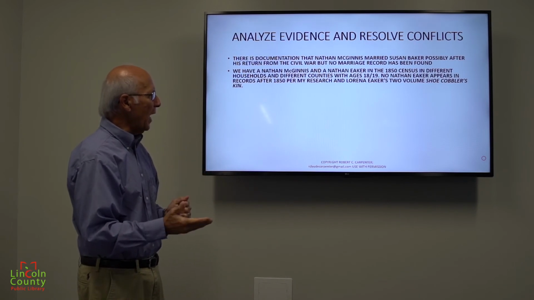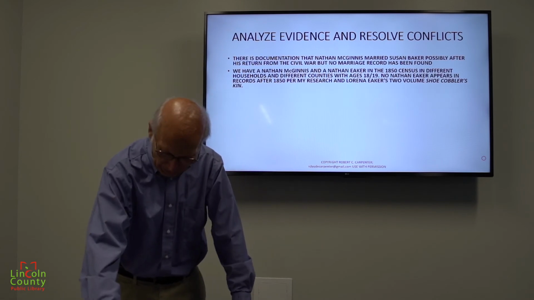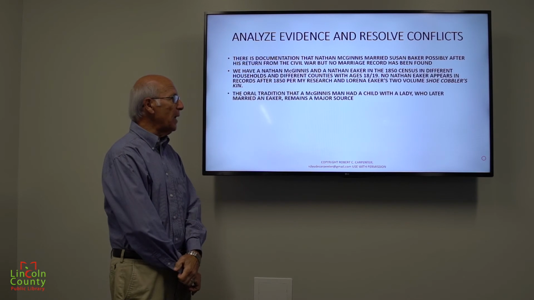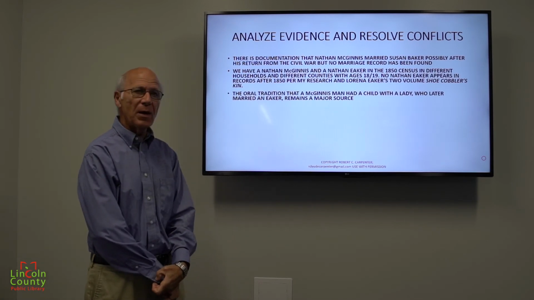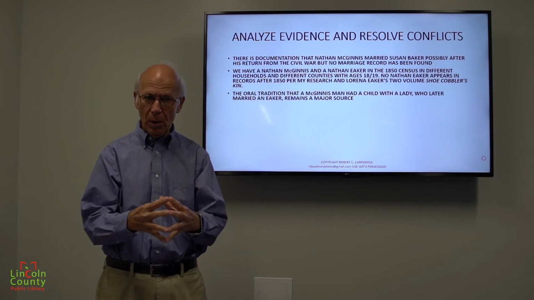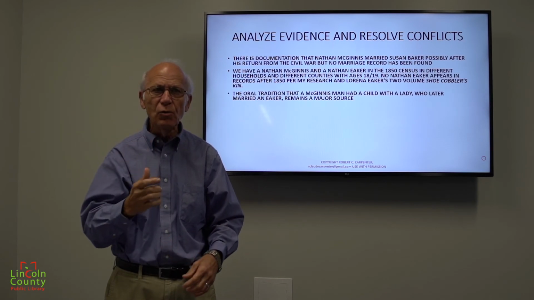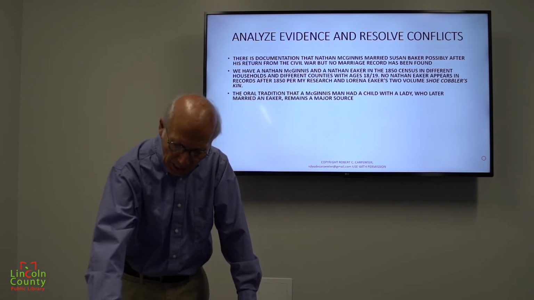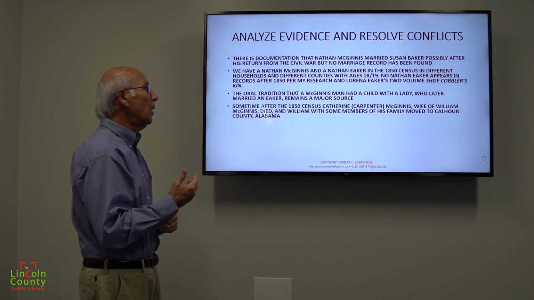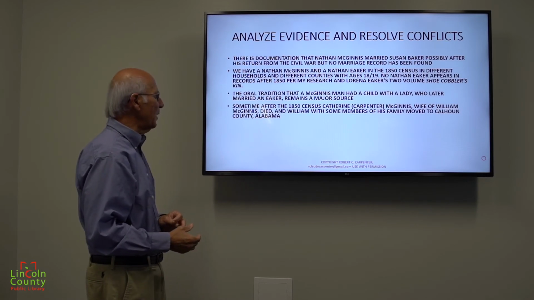My research, Lorena Aker's research, and she printed 2 volumes of The Shoe Cobbler's Kin, cannot find that Nathan Aker anywhere else. The oral tradition that a McGinnis man had a child with a lady who later married an Aker becomes an important source. You see, it comes together here. You're getting this information, and you're not making those conclusions until you see how he's listed as both a McGinnis and an Aker. Sometime after the 1850 census, Catherine Carpenter McGinnis, the wife of William McGinnis, died.